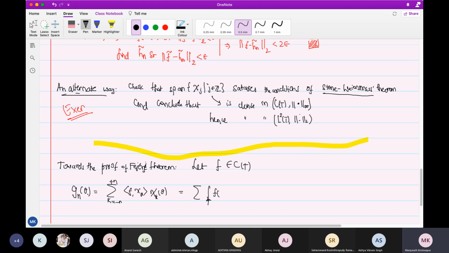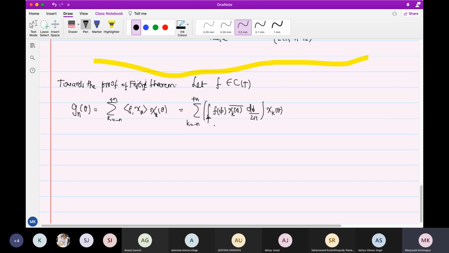Let's use a different variable than theta because I have fixed theta. So let's use phi maybe. That's the integral of f of phi times chi_k of phi conjugate, d phi over 2 pi. The sum is a finite sum, plus minus n to n. Then I have chi_k of theta.